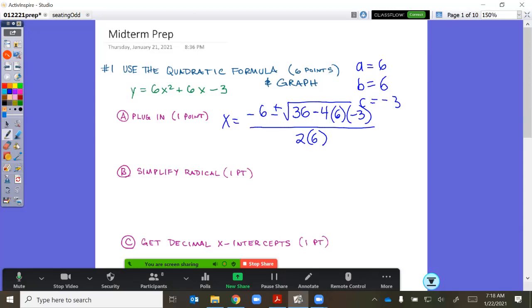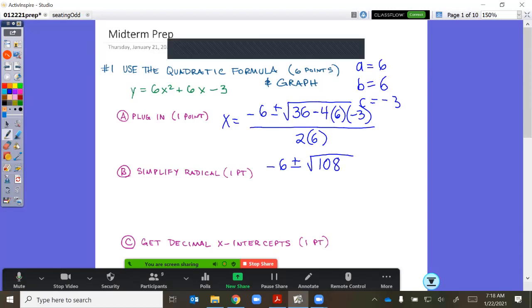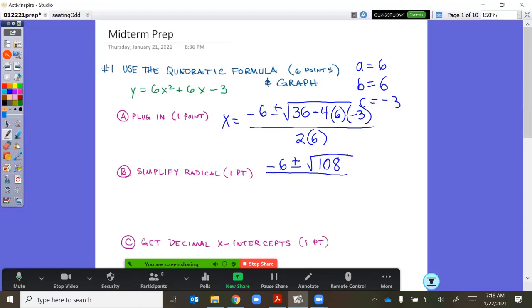Okay, so let's see. I guess in between, we're going to say -6 plus or minus. 4 times 6 is 24. Times 3, that's 72. So we have the square root of 108 over 12.